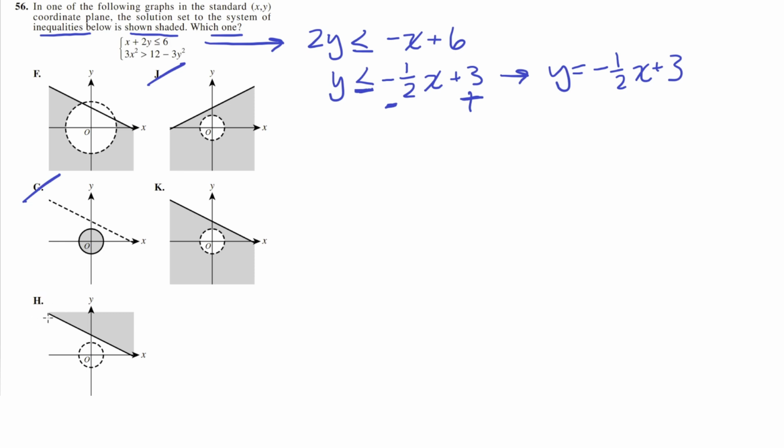And then H, we have a negative slope. We're going down like this from left to right. And the y-intercept is positive, but the region above the graph is being shaded here. But the solution set is supposed to be the region below the graph, since we have a less than or equal to here. So that means we can eliminate H. So now we're left between F and K.